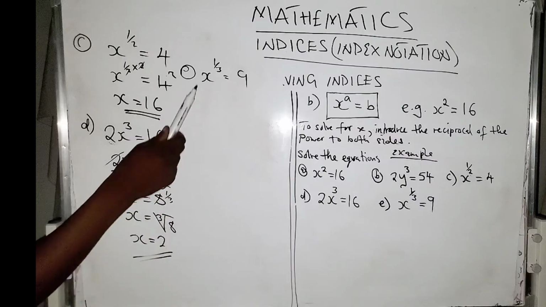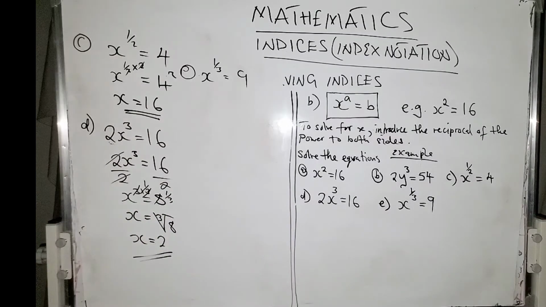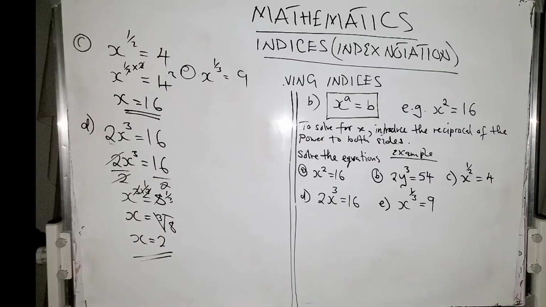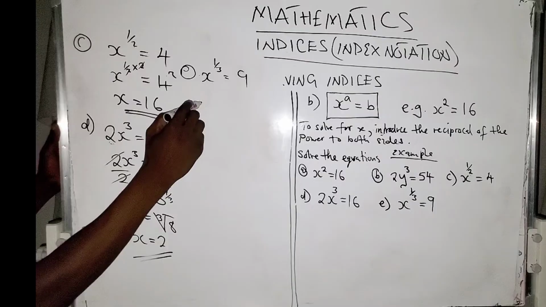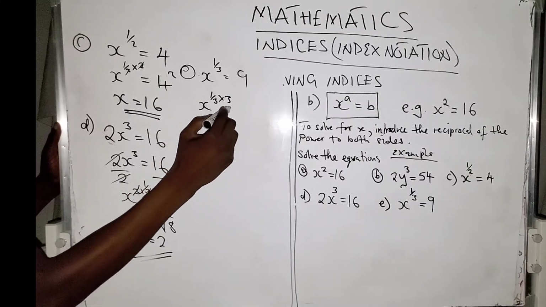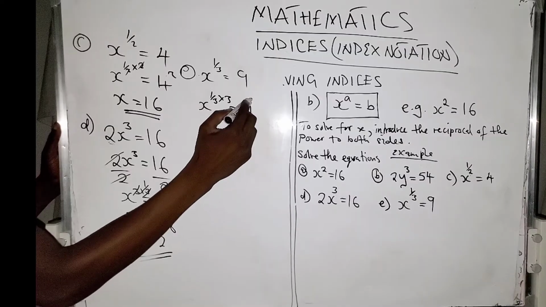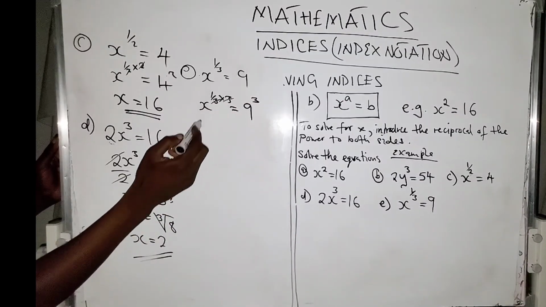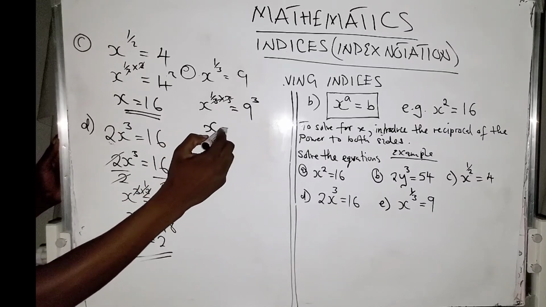We're going to check first the coefficient of x is 1. Are we together? 1, so we can just go direct and introduce the reciprocal of 1 over 3, which is just 3. Good. So x to the power 1 over 3 times 3 is equal to 9 times 3. Then this 3 and this 3 cancel. Then we remain with x.